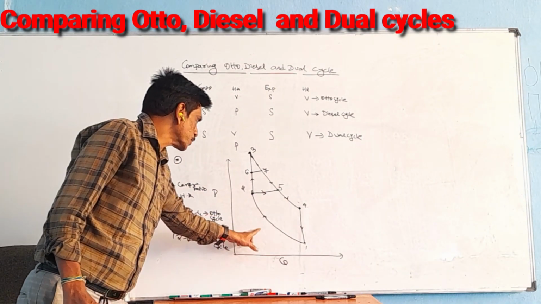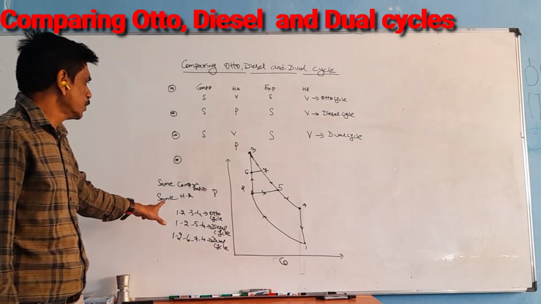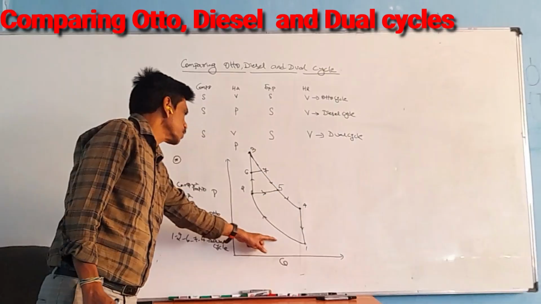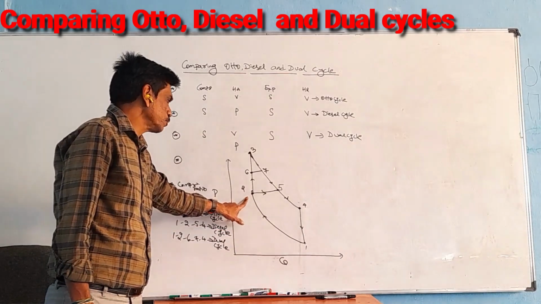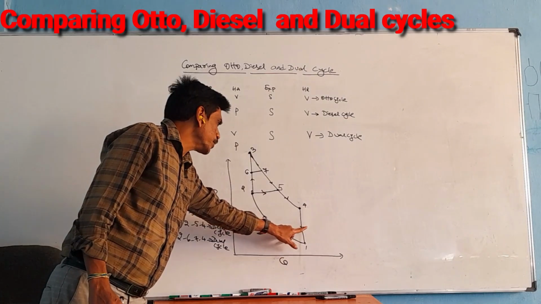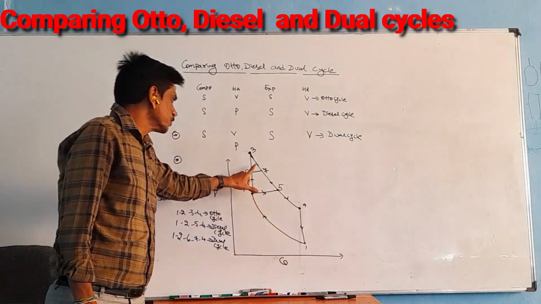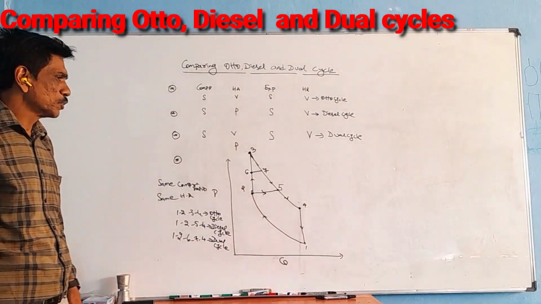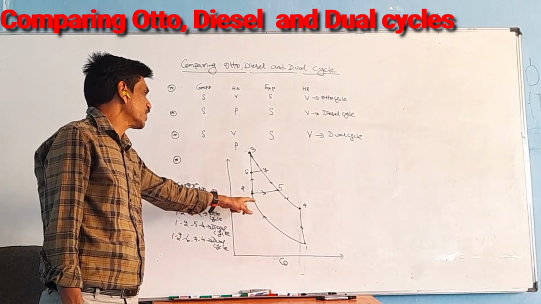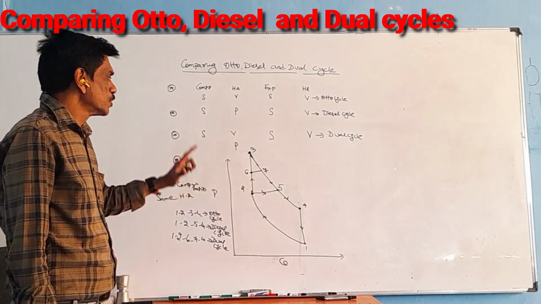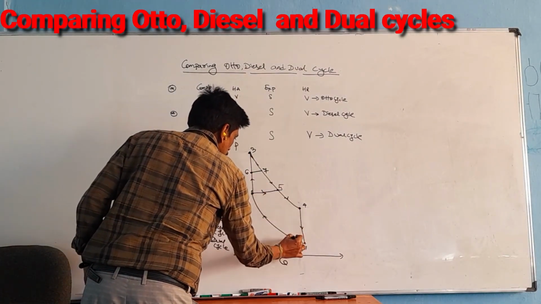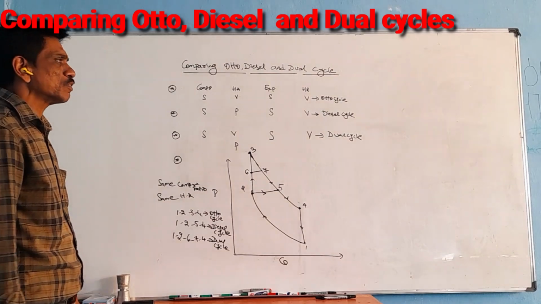So all the 3 cycles are drawn within the same PV diagram, keeping the compression ratio, the 1 to 2 process, the same, and the 4 to 1 heat rejection the same. Maintaining these 2 processes the same, these are all drawn. You see the curve in which case the work done is more. The shaded area within the cycle represents the work done.